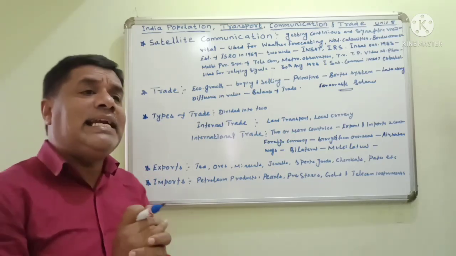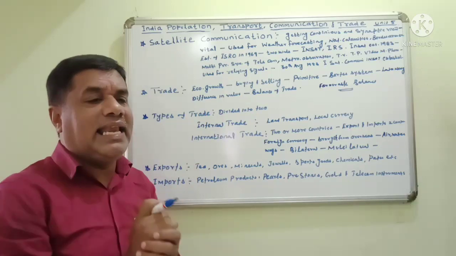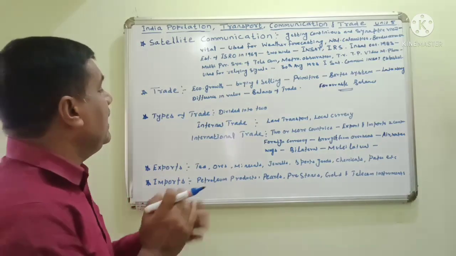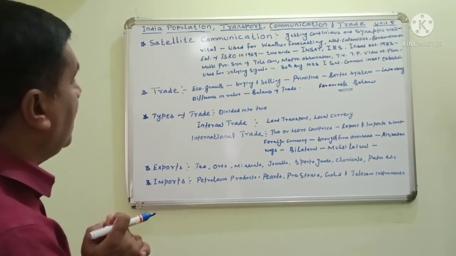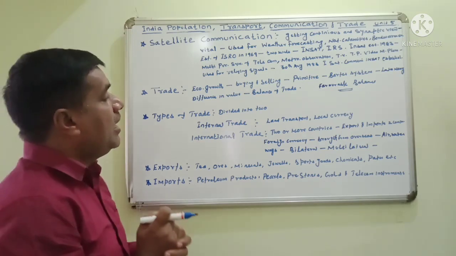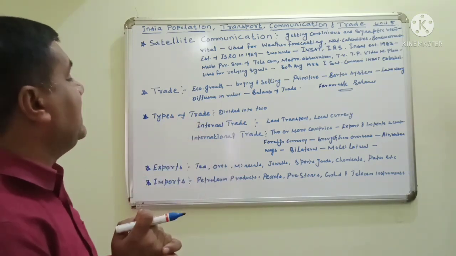Internal trade mostly uses land transport. Local transport, land transport only, is used for internal trade. And only local currency is used for internal trade.